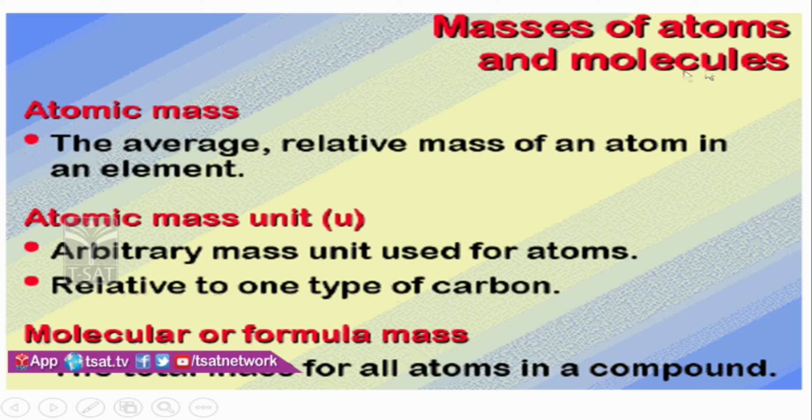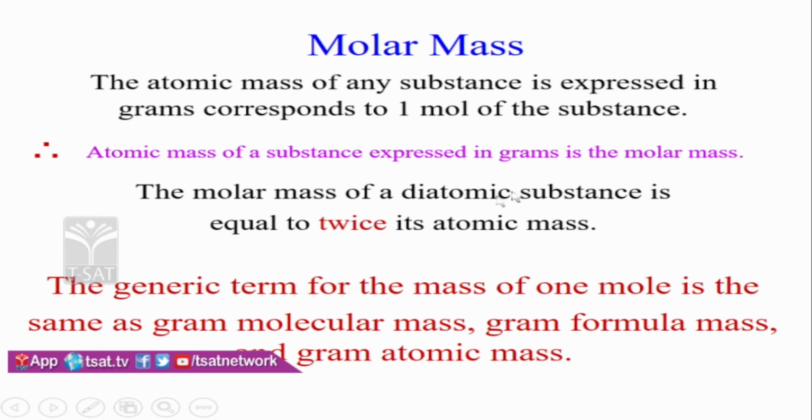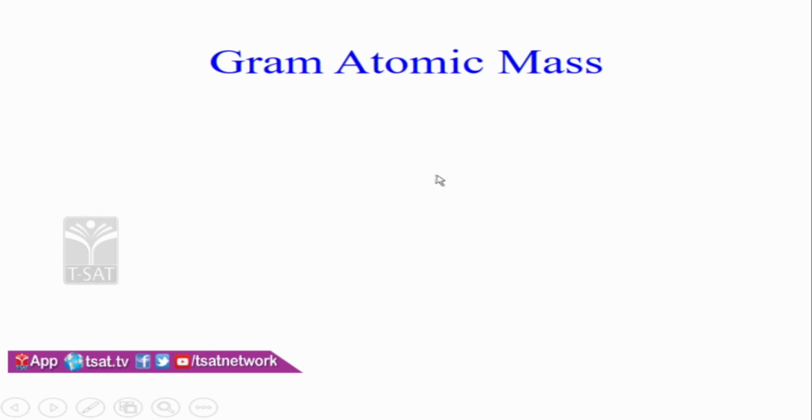Now, masses of atoms and molecules. Atomic mass: the atomic mass is the average relative mass of an atom in the element. It is an arbitrary mass unit relative to one type, the total mass for all atoms in a compound. Now, let us brief what is molar mass. The mass of one unit is U, the atomic mass unit. The atomic mass of a substance expressed in grams is the molar mass.